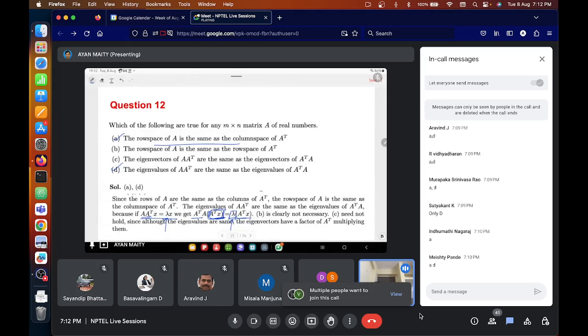And the other options B and C are not correct, because row space of A might not be the row space of A transpose, and eigenvectors of A transpose and A transpose A are not the same, but the eigenvalues would be the same. This lambda is the eigenvalue, but the eigenvector was X in case of A transpose, whereas in case of A transpose A, the eigenvector is A transpose X. So that's why option C is not correct. Eigenvectors might not be the same, but the eigenvalues would be the same for A transpose and A transpose A. So these are the 2 correct answers here.